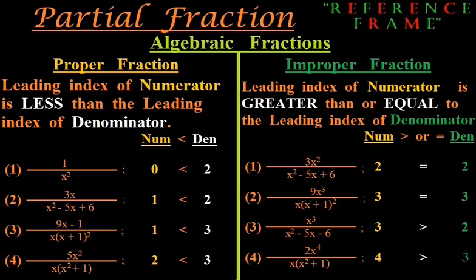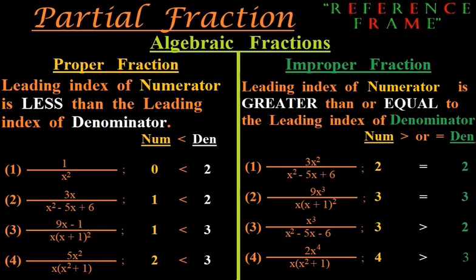So look at the examples. Thrice x square divided by x square minus 5x plus 6. In the numerator and denominator we have an equal highest index, 2 and 2. So 2 equals 2. This is an improper fraction. Go for the second one. In the numerator x cube, and in the denominator if we expand we're going to have x cube as well. That means 3, 3. Again improper.